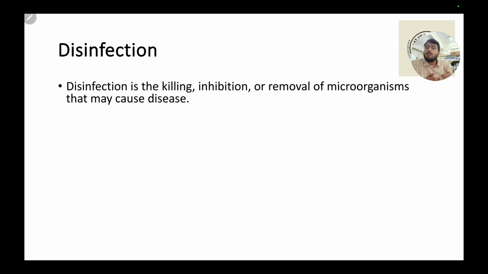I don't have to explain what killing means, but I'll surely tell you what inhibition means. Inhibition basically means you're not killing those microorganisms, you are just stopping them from growing further. So you're not killing them, they are still alive, but they can't multiply. So they will not be able to cause an infection further. Or disinfection could be mere removal of microorganisms also, which could be just not killing them, but separating those cells out.